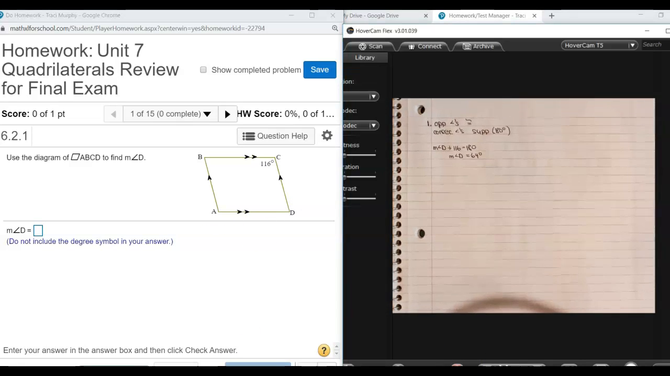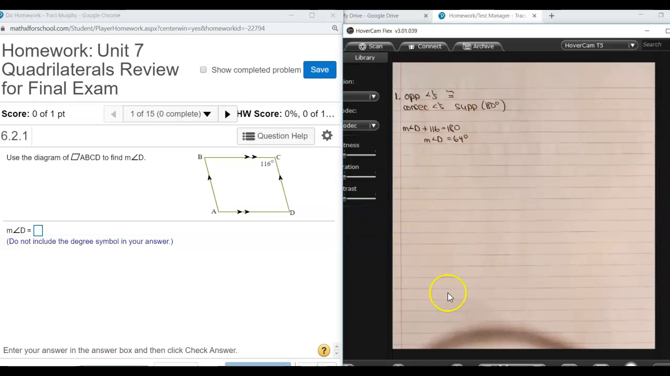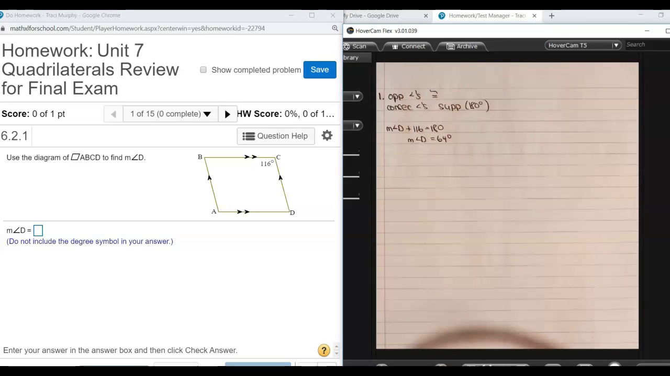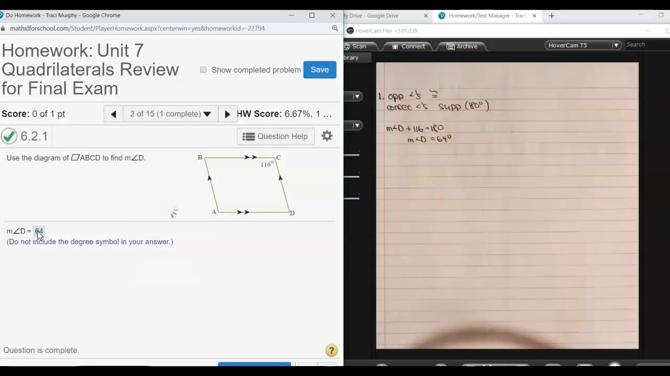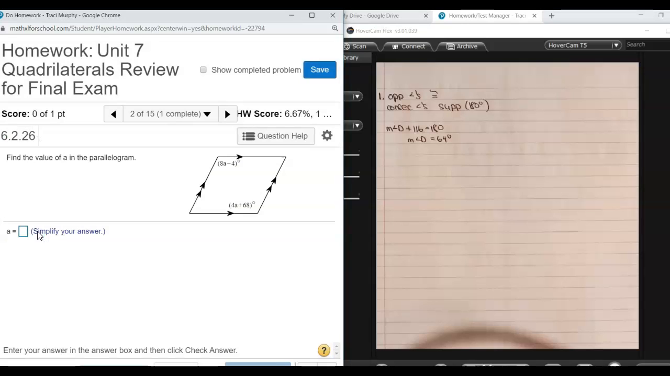Let's see if I can zoom in a little bit for you too. There we go. And we'll go ahead and type that in here, and we got it right. Okay, next question. Now if you notice on this one, we're dealing with opposite angles.